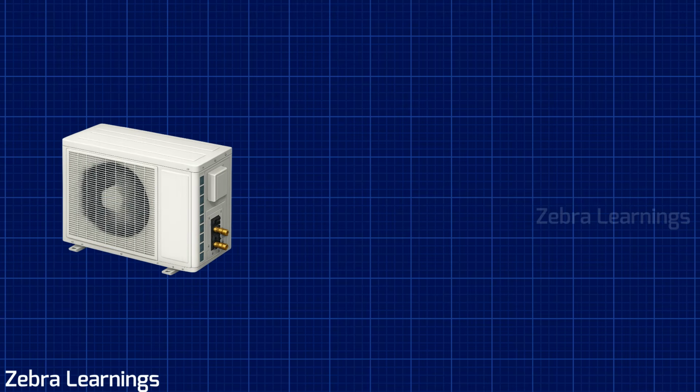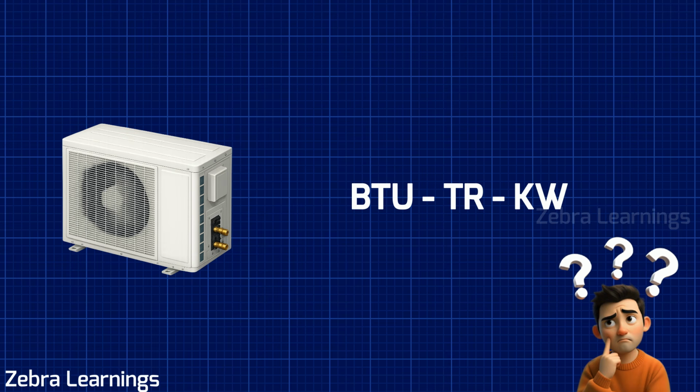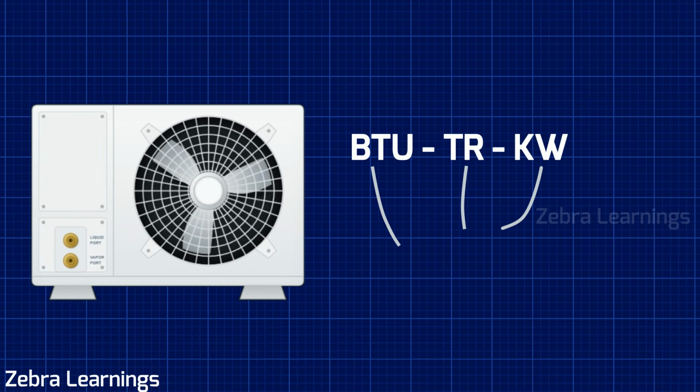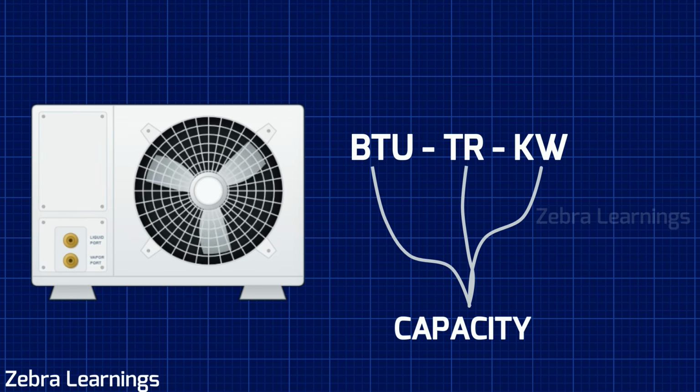Why does an air conditioner have three different units, like BTU, TR, and kilowatt? Many of us might have had this doubt. After watching this video, you won't have that doubt anymore. Everyone in the HVAC field has definitely heard of these three units. All three of these units are used just to mention the capacity of an AC unit.